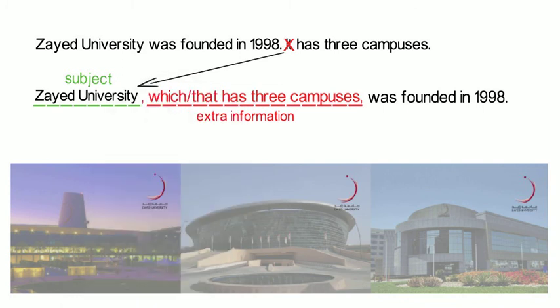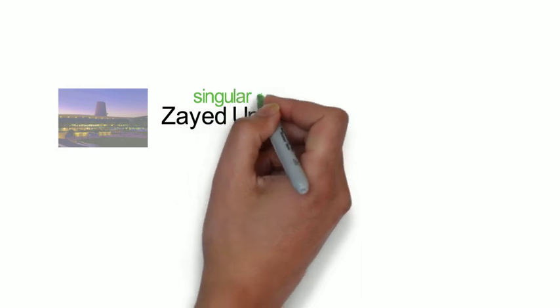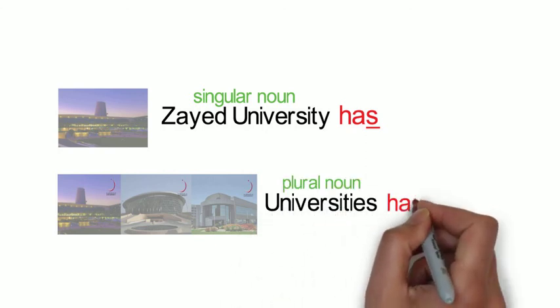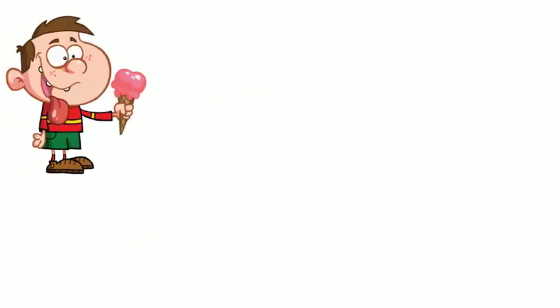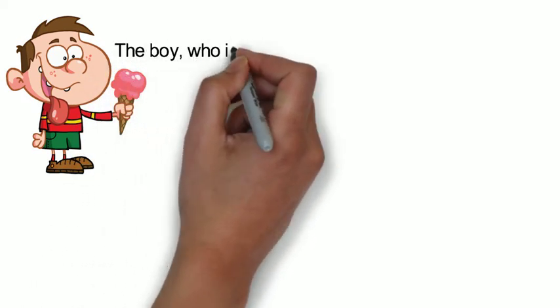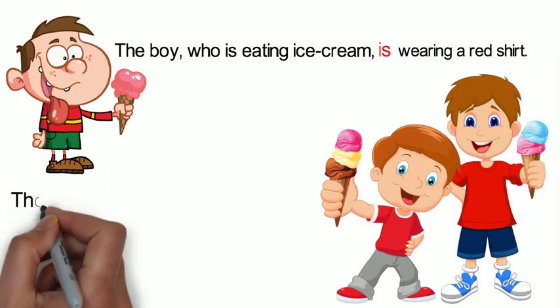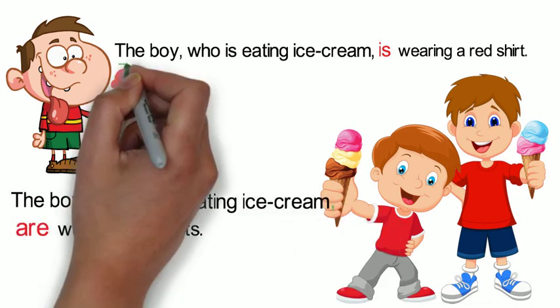Before we finish up today, I wanted to mention just one more thing. Make sure that the verbs in the relative clause agree with the noun. For example, for Zayed University, which is singular, use the form of the verb has. But if the noun is universities without Zayed, then you would use have. Looking back at our first example about boys eating ice cream, we should say, the boy who is eating ice cream is wearing a red shirt. Or, the boys who are eating ice cream are wearing red shirts. The verbs in the relative clause agree with the noun.